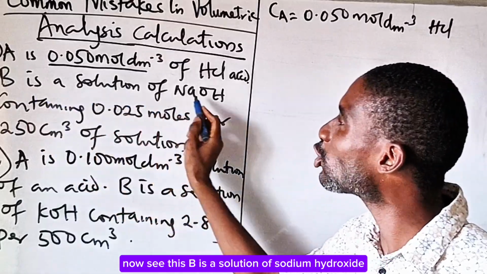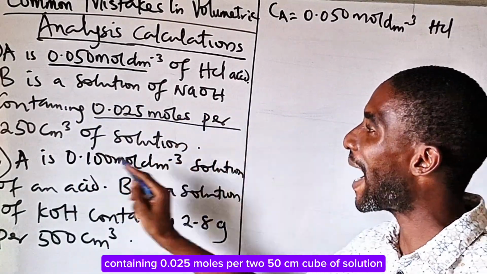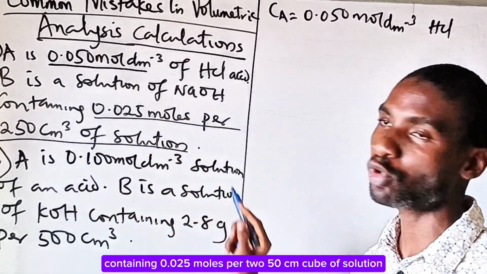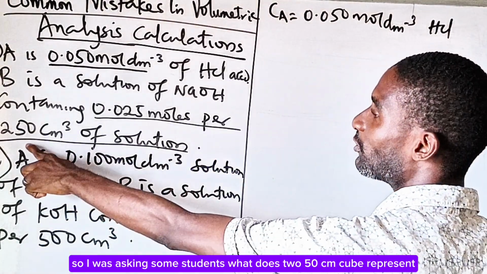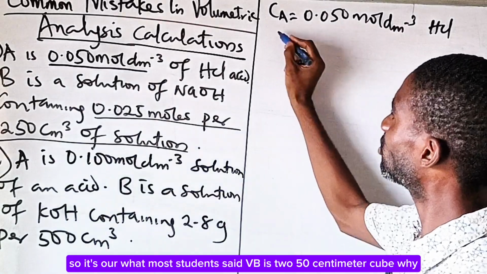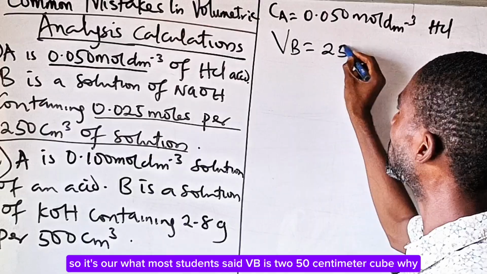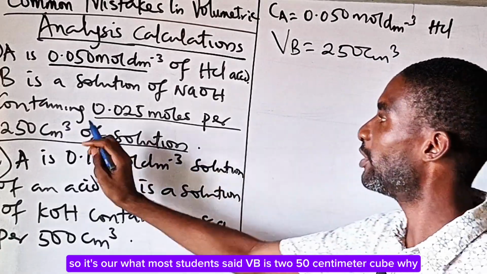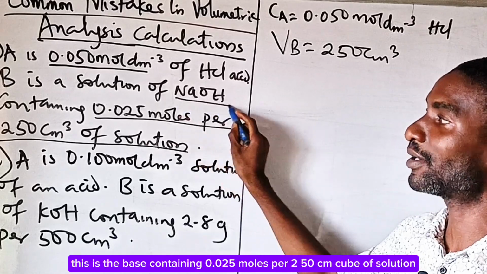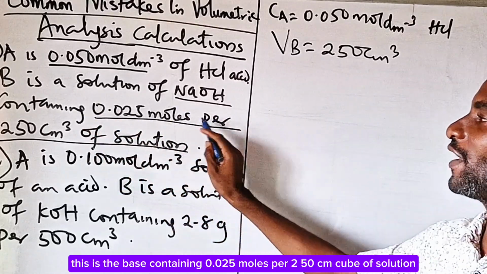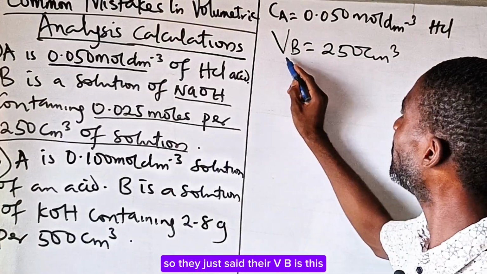Now see this, B is a solution of sodium hydroxide containing 0.025 moles per 250 cm³ of solution. So I was asking some students, what does 250 cm³ represent? Most students said VB is 250 cm³. Why? Because they said B is a solution of sodium hydroxide, this is the base, containing 0.025 moles per 250 cm³ of solution. So they just said the VB is this.